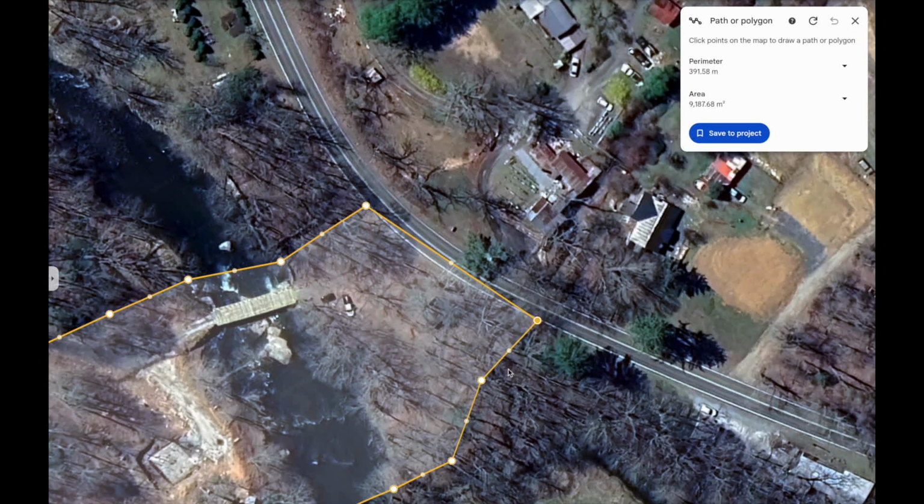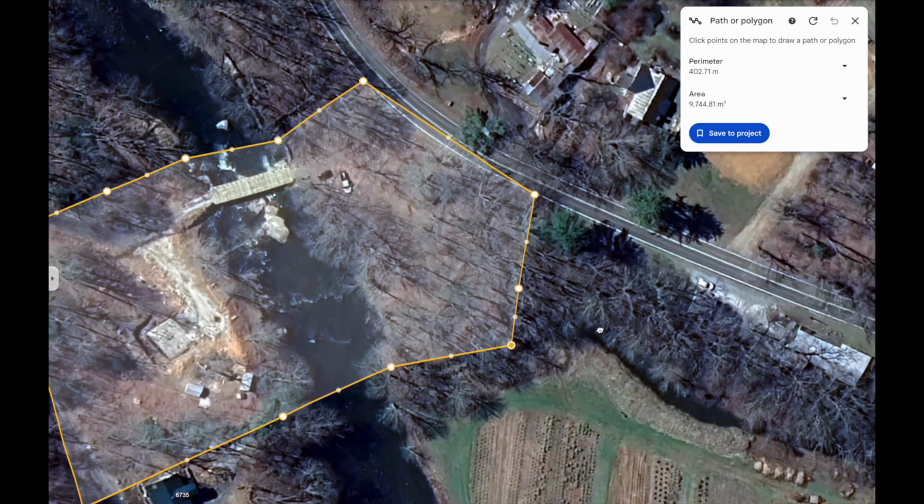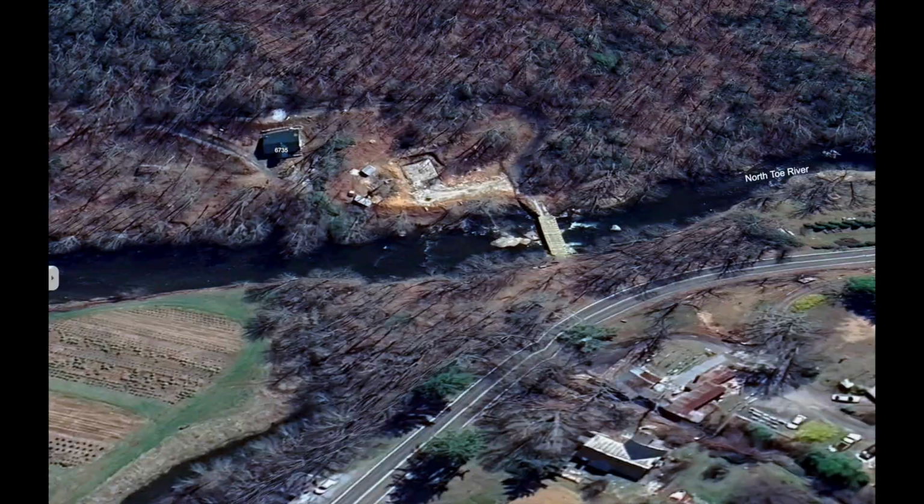Now I'm just trying to redraw the actual area that I think is my property. It's tough to tell, but it really doesn't matter. What matters is that this was taken, I believe, after we repaired the bridge.